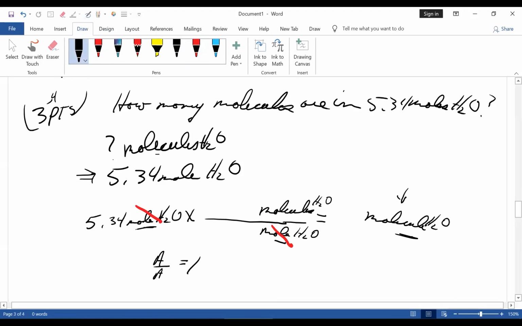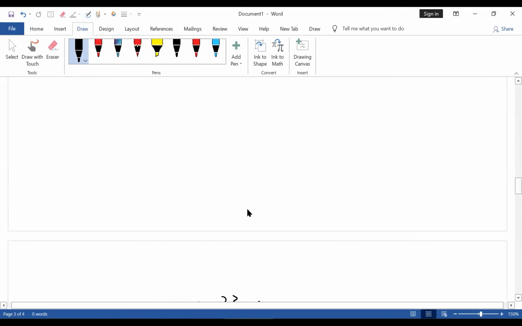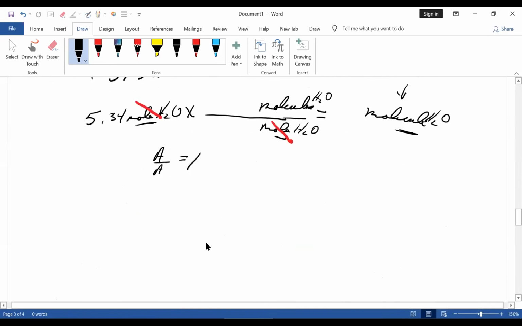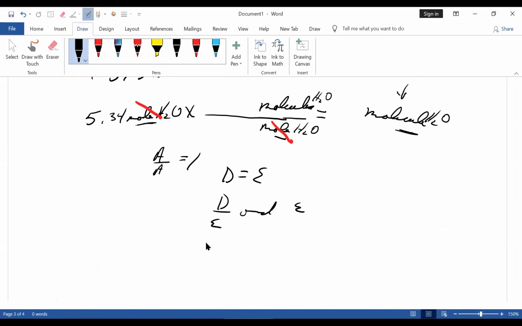Where do I get a relationship between moles of water and molecules? And the answer is 1 mole of a compound equals Avogadro's number. Now, the other thing I want to remind you, if I have D equal E, I have 2 ratios, D divided by E and E divided by D. And remember, 1 mole of a compound equals Avogadro's number.